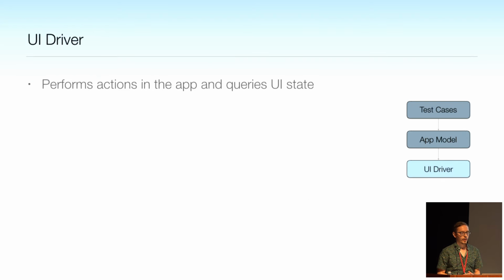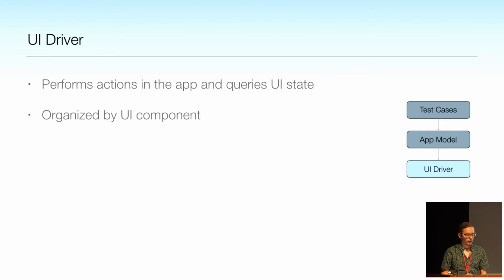So now for the UI driver itself, which is kind of critical if you're going to be building this. What the UI driver does is, this is the layer that will actually interact with your app. So this is what actually emulates the touch gestures as part of your test to do actions. And it also allows you to query back and get information about the state of your app to make sure that after your test is run, you're in a good spot.